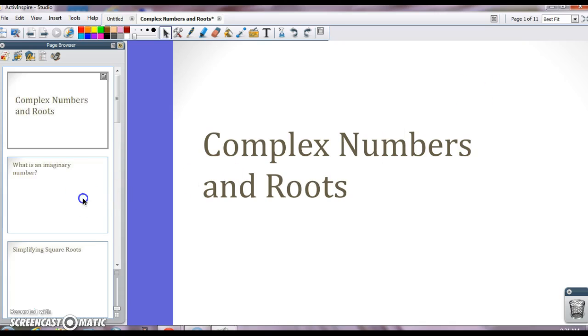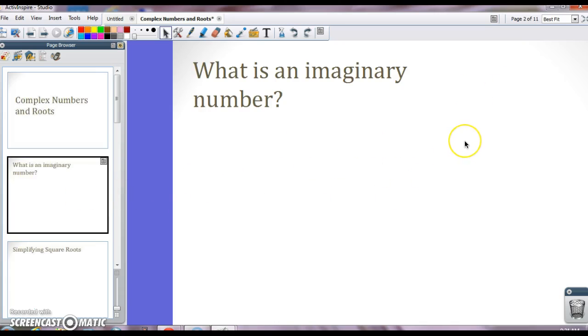Okay, so we're going to get into the idea of an imaginary number. And what is an imaginary number? This is something that's totally new to you because your whole life in math class you have been told that you cannot take the square root of a negative number. And I am here to tell you that in fact you can. I know, it's crazy, but you can do it.